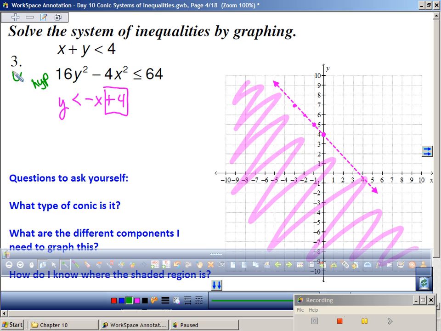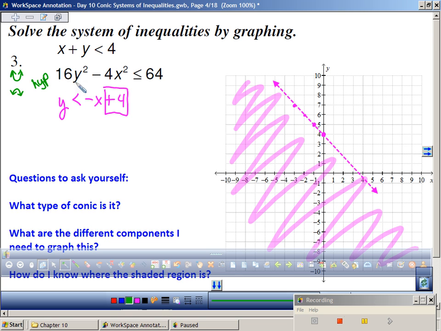Vertical? Why is it vertical? Because the y is first, or because the y is positive and the x is negative, right? Okay, so what do we need to do to manipulate this inequality so that we could graph it?